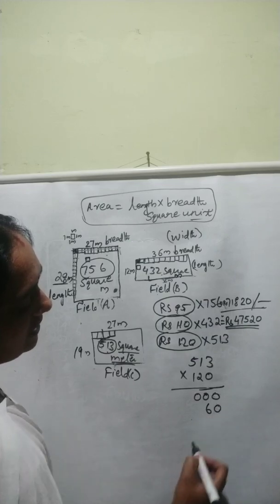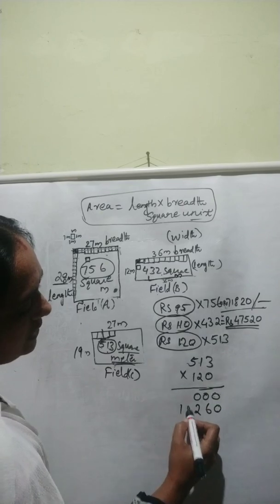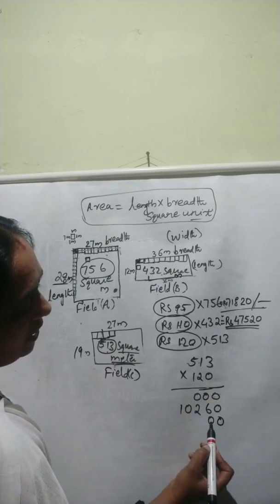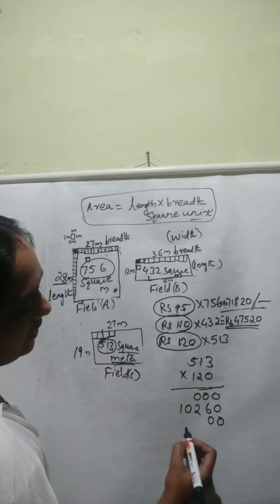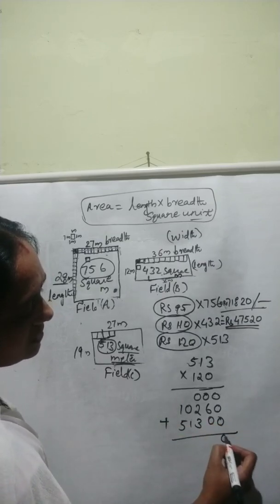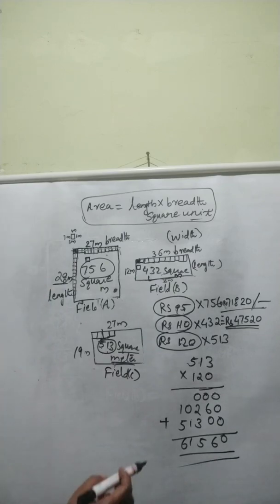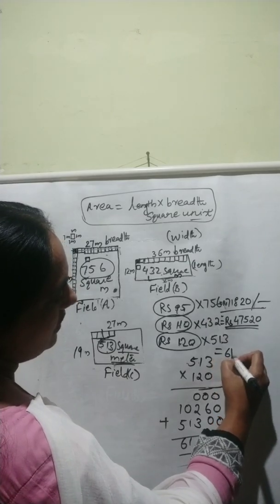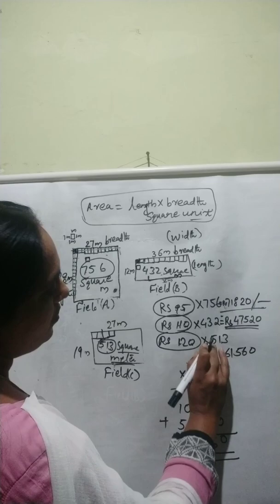Then 2 times 3, 6. Before that we can keep here 1 zero. Then 2 will be there. 5 times 2, 10. Next 2 zeros because now hundreds place digit. Now we can keep here 2 zeros. Then multiply 513 with 1. So 513 itself. After that we have to add it: 0, 6, 5, 1, 6. So the total cost of this field is 61,560. 61,560 is the total cost of this field C.